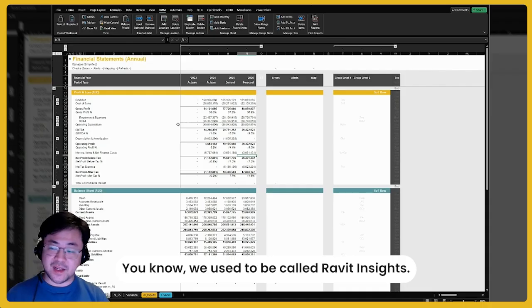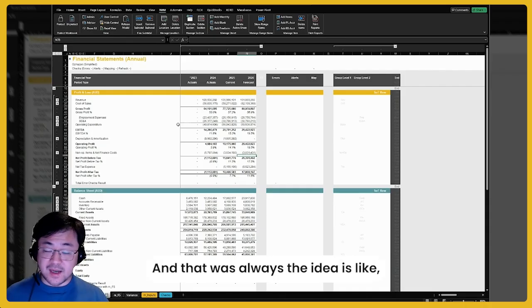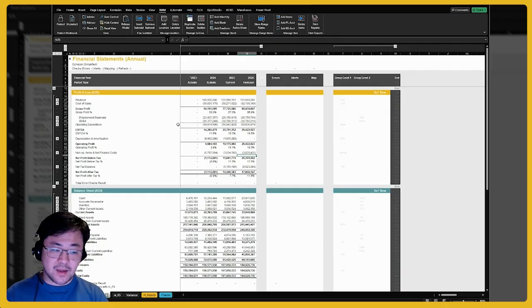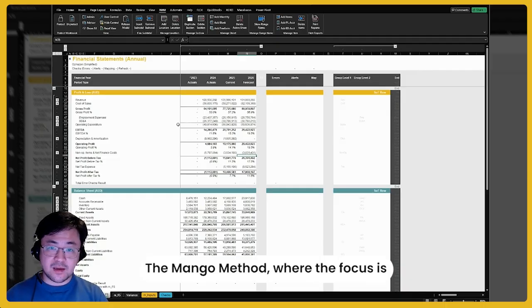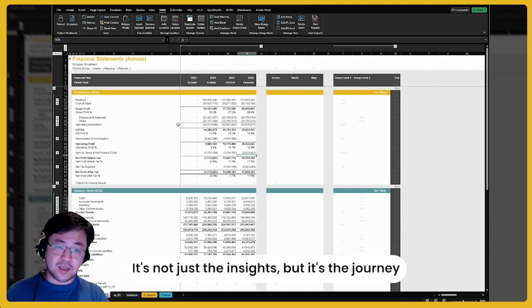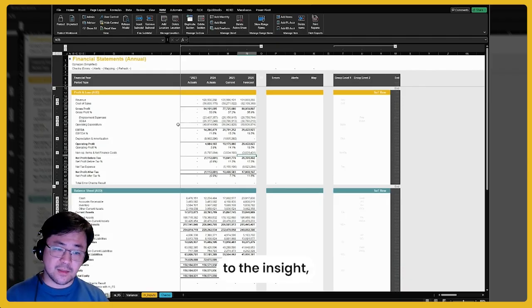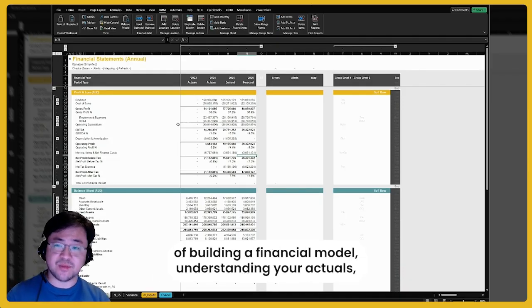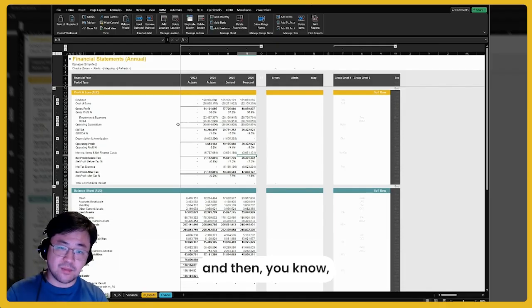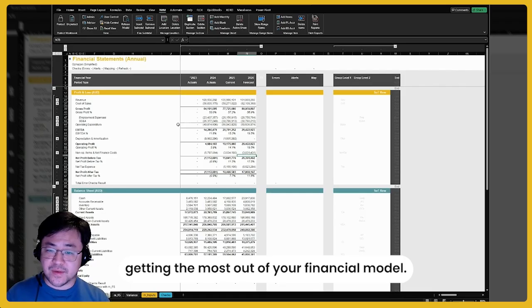We used to be called Rabbit Insights, and that was always the idea: what insights are we getting from these financial models? Now we're the Mango Method, where the focus is on the general process, the method that we embody. It's not just the insights, but the journey through the process of building a financial model, understanding your actuals, going through a learning process about your business, and then getting the most out of your financial model.